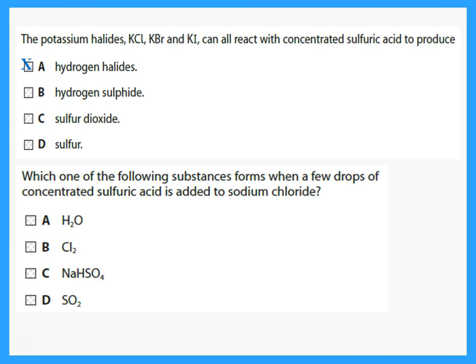Now, which one of the following substances forms when a few drops of concentrated sulfuric acid is added to sodium chloride? Again, I am going to add sodium chloride. This gives the sodium hydrogen sulfate as my product.